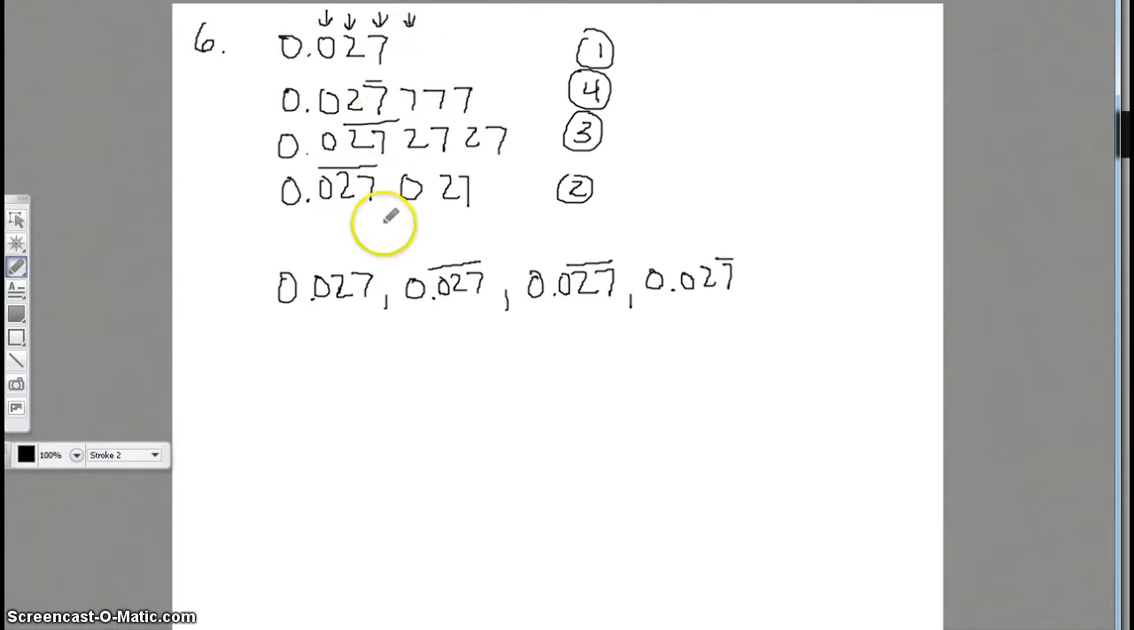Write them all vertically. The ones that have a repeat, copy the repeat at least once, so that you can see what number would go into the next decimal place. You can see that stopping right here at this decimal place, it's pretty obvious exactly what order they go in. So 0.027 is the smallest, then 0.027 with the whole thing repeating, then 0.027 with the 27 repeating, and then 0.027 with just the 7 repeating. So that was number 6.